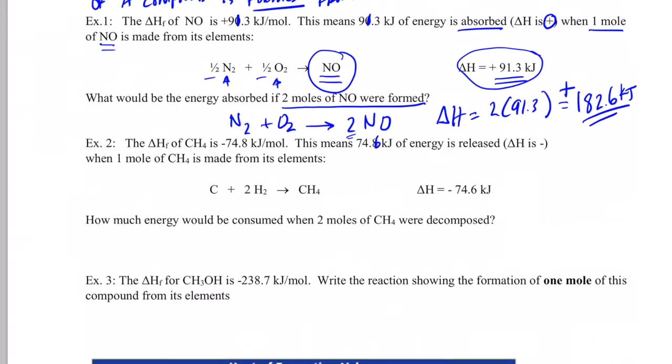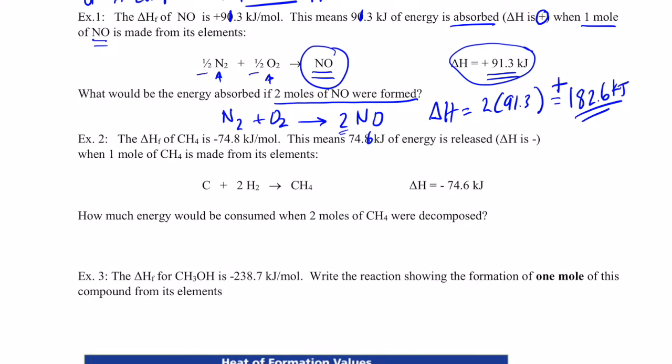Let's do methane. So the heat of formation of CH4, carbon tetrahydride, the common name is methane. Now that heat of formation is a negative 74.8. Now once again, there's a typo here. This should actually be negative 74.6. Sorry. This means that 74.6 kilojoules of energy is released.